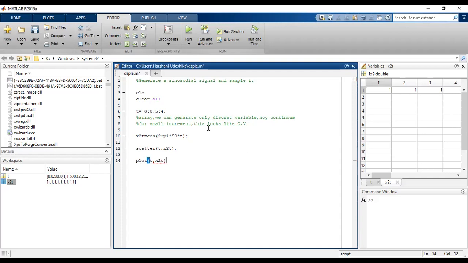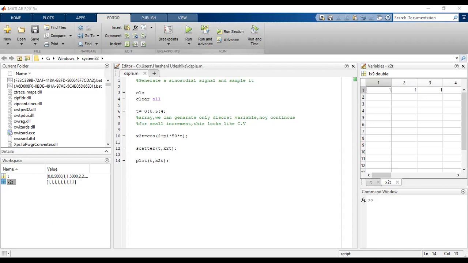So if I run this, you can see that now those points are joined together. Then it looks like a continuous time signal. So now what is the problem with our one? This is not a sinusoidal signal. It is just a normal signal. So what is the problem with that?